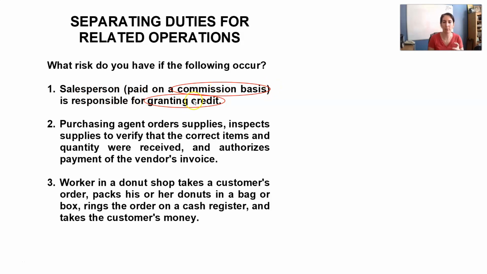Right? So there's your problem. You've got these two pieces together that are causing a problem. Purchasing agent orders supplies, inspects supplies to verify the correct items were received, and authorizes payment of a vendor's invoice. You've got somebody in charge of all three pieces here.